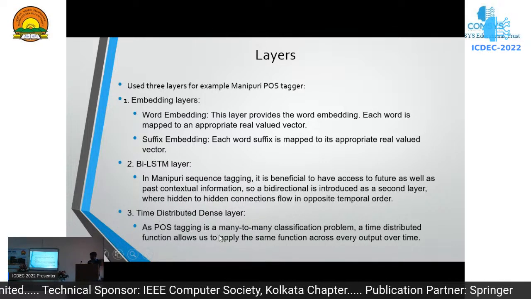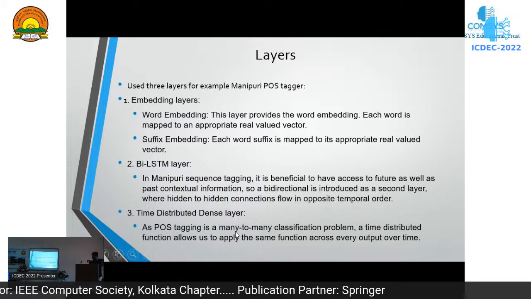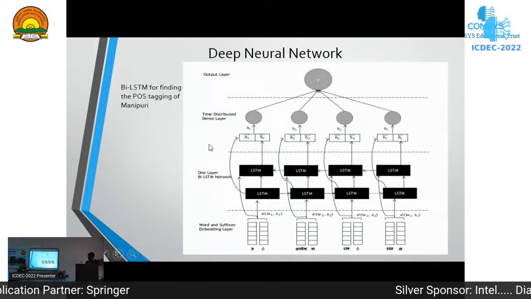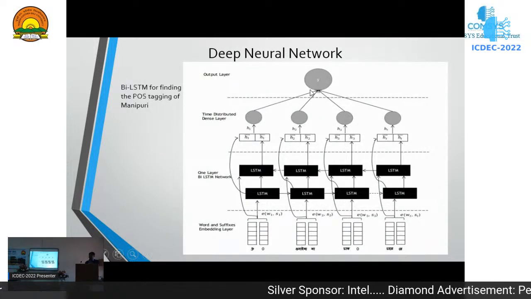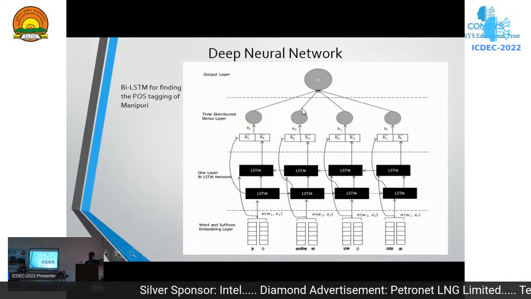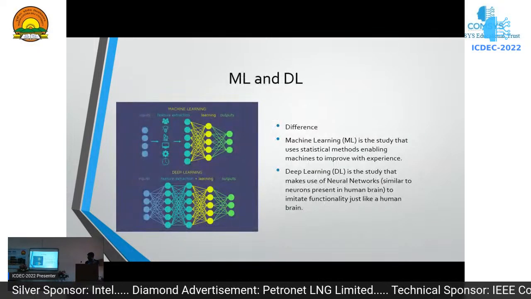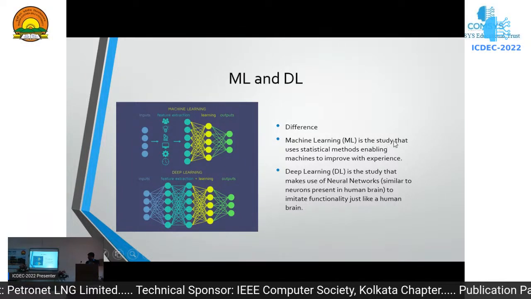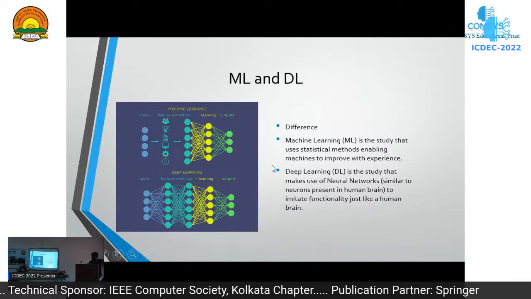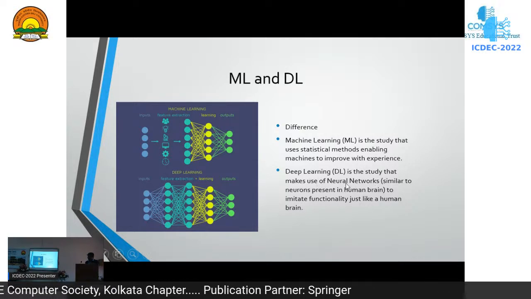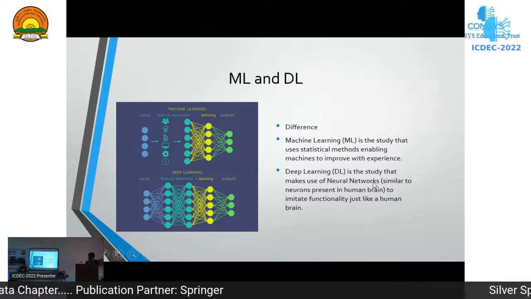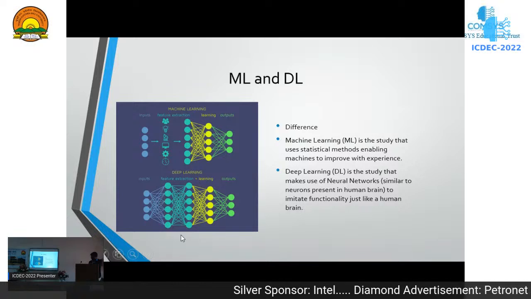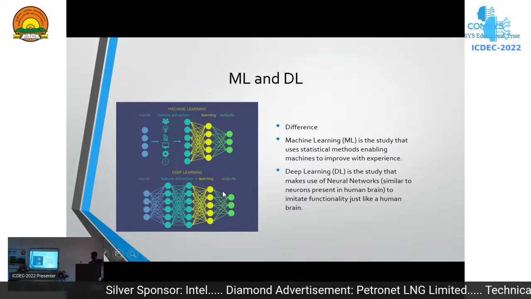Here, for part of speech tagging, we have a classification problem. This is the layer which generally normalizes that word, and thus we go with the output based on that. This is another application of deep learning. Now, if you have to differentiate between machine learning and deep learning: machine learning uses statistical methods and machines to improve with experience. But in deep learning, we started using neural networks with multiple neurons, and then we try to find the possibilities. And another thing is that we have some hidden layers too. So that is the difference.